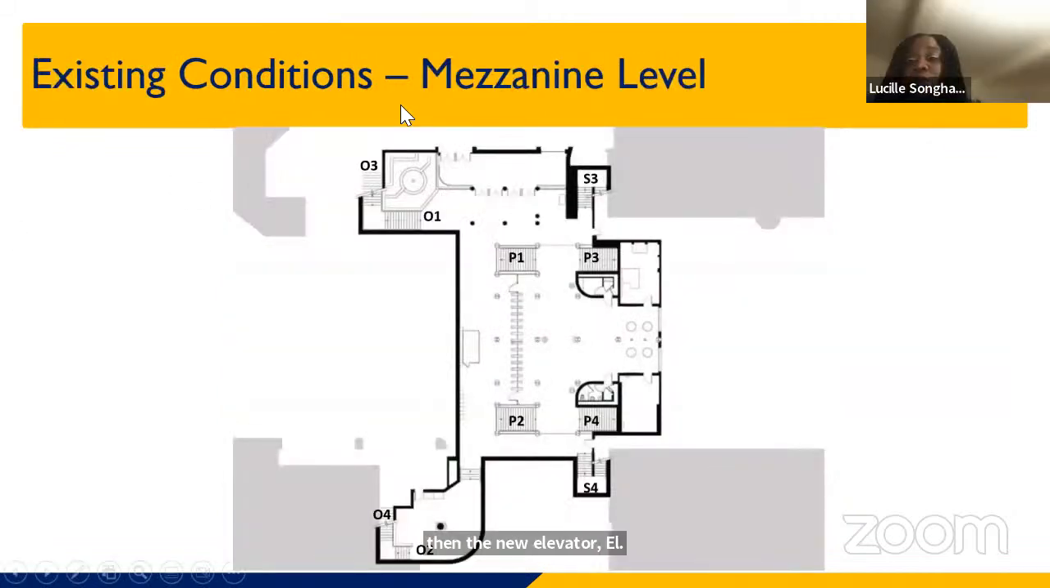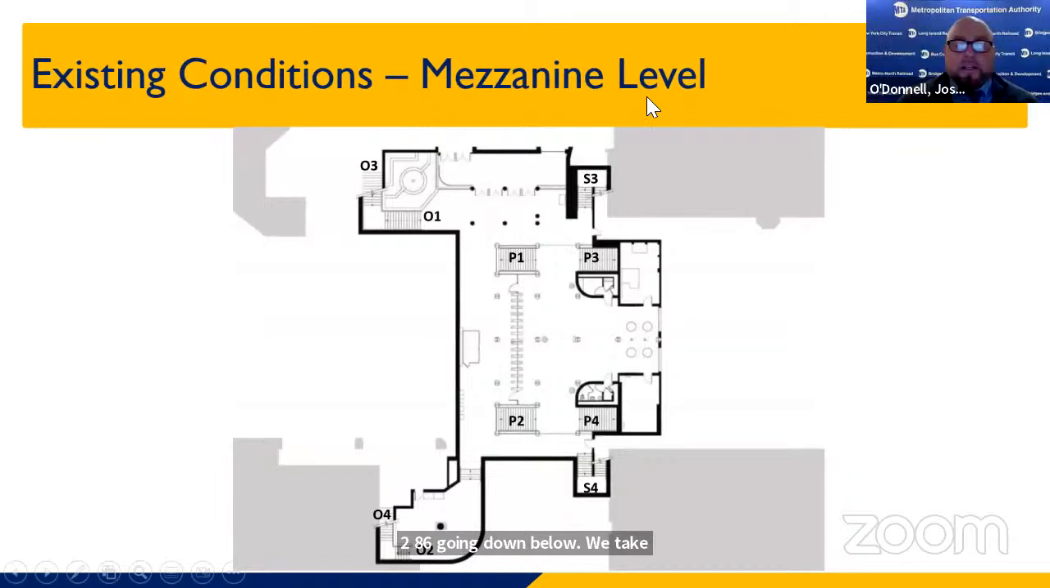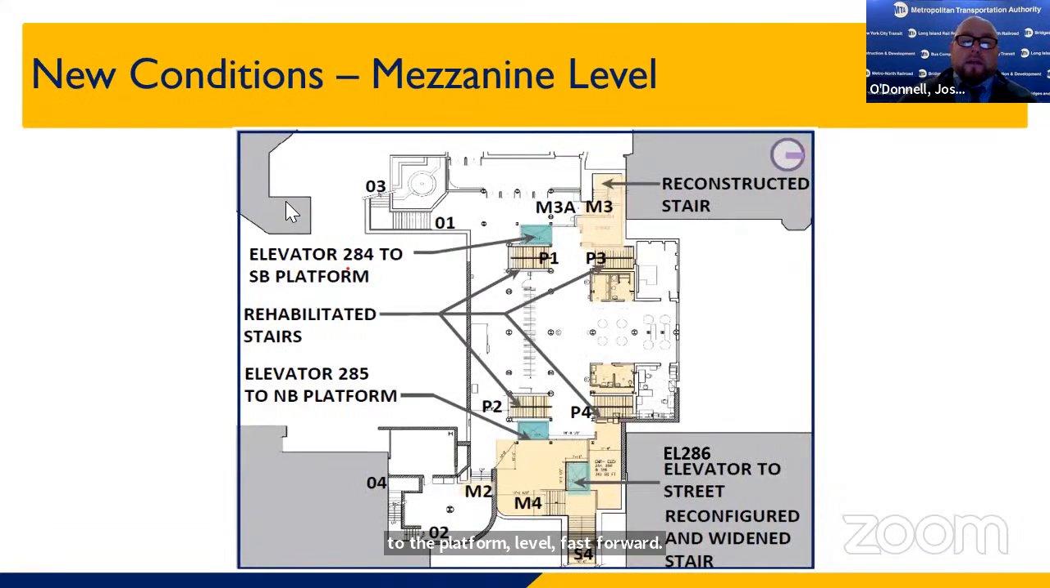Going down below, we take you down now to the existing conditions at the mezzanine level. We already talked about stairs 01, 03, 02, and 04 at the street level. Those stairs now take you down to the intermediate mezzanine level, where you will then take stairs down to the platform level. Fast forward to the completion of this project and what the mezzanine conditions will look like afterwards. We now have a southbound elevator 284 on the northwest side of 68th and Lexington Avenue. And that's out from the mezzanine to the platform.